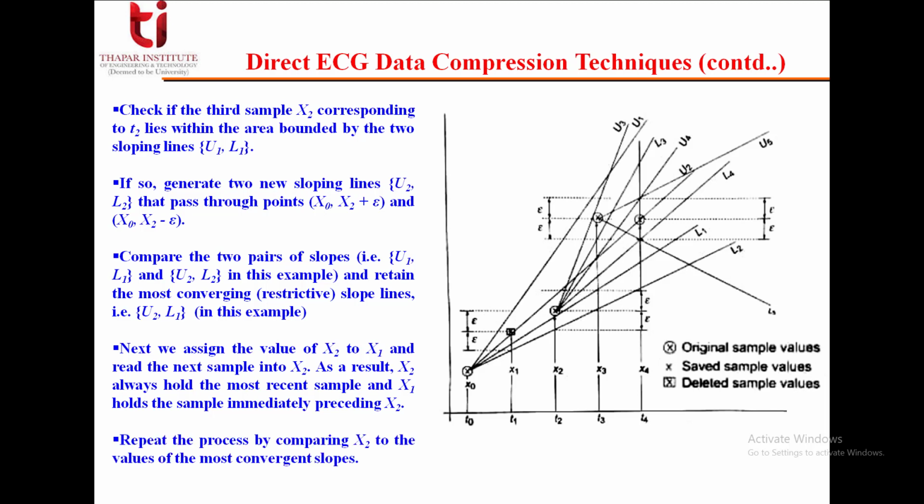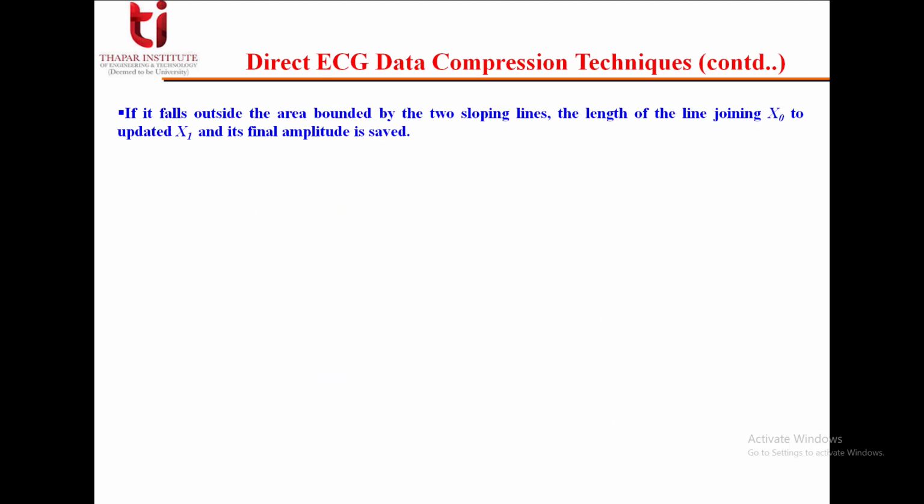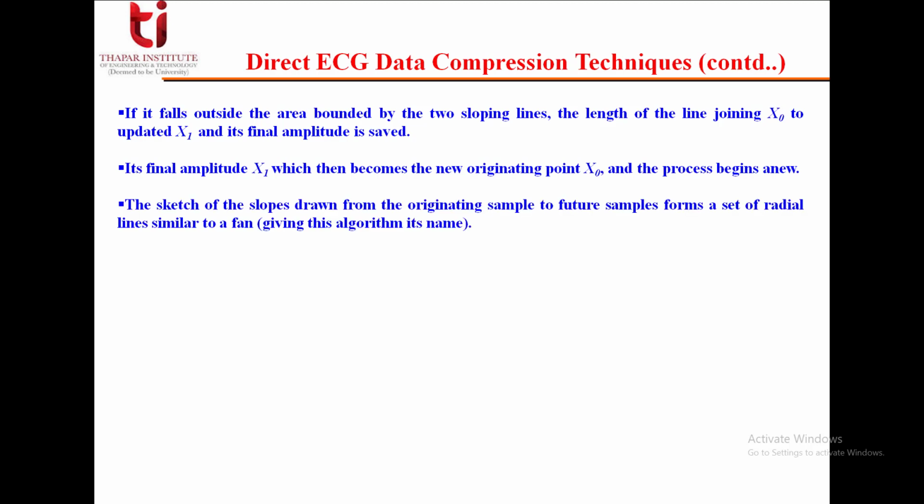We repeat this process by comparing x2 to the next values of the most convergent slopes. If it falls outside the area bounded by the two sloping lines, then the length of the line joining x0 to the updated x1 and its final amplitude are saved. This final amplitude x1 then becomes the new originating point x0, and the process begins anew. The sketch of the slopes drawn from the originating sample to future samples forms a set of radial lines similar to a fan. That's why this algorithm got its name, the fan algorithm.